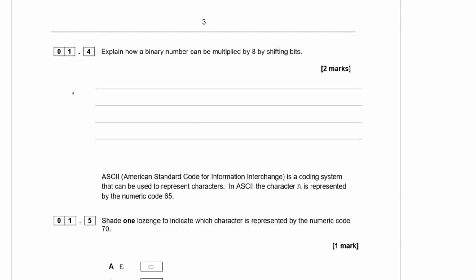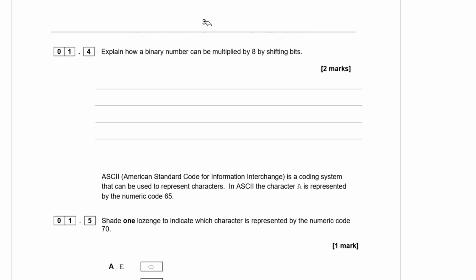We now need to explain how a binary number can be multiplied by 8 by shifting bits, for 2 marks. A shift is a way of either multiplying or dividing. When you go to the left, you're multiplying, and when you go to the right, you're dividing. In the same way, if you had 15 and wanted to make it smaller, you'd go 1.5, i.e. you're shifting it to the right. So it's the same way in binary.